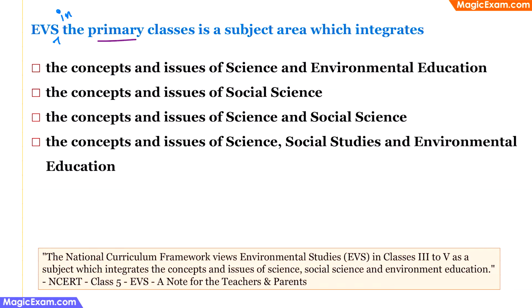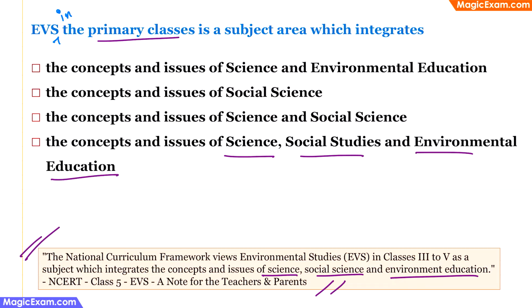EVS in the primary classes is a subject which integrates which of the following? Now this is a very simple question, and this is the basic definition of what EVS is all about. Now you would have read in the EVS syllabus document, or if you read any of the EVS textbooks, you'll see that EVS is essentially an integration of science, social science and environmental education. Therefore here science, social studies and environmental education has to be the correct answer. Therefore option 4 is correct.